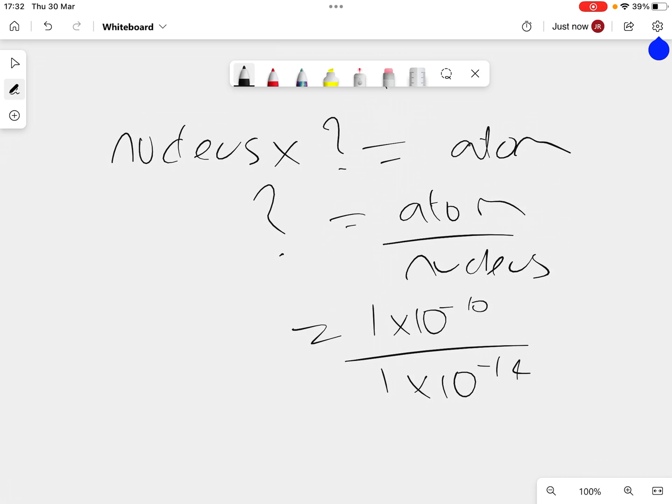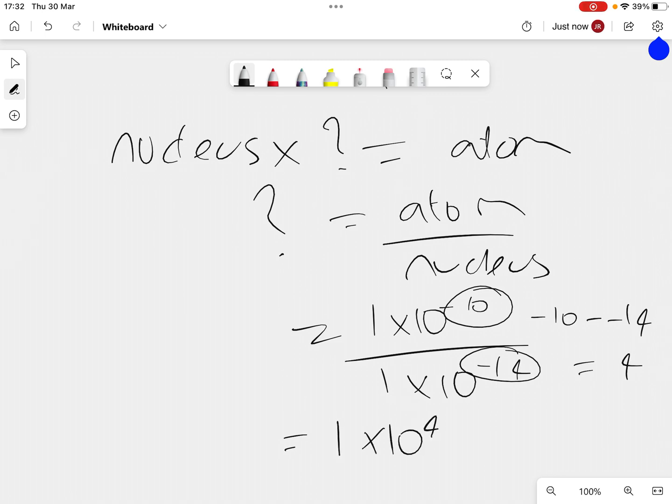When you are dividing one standard form number by the other, actually all you need to look at is these powers. If you're dividing one by the other, you take one power away from the other. So that's going to be minus 10 minus minus 14, which is equal to 4. So the answer to that is 1 times 10 to the 4, which is equal to 10,000. So we know that the atom is 10,000 times bigger than the nucleus.